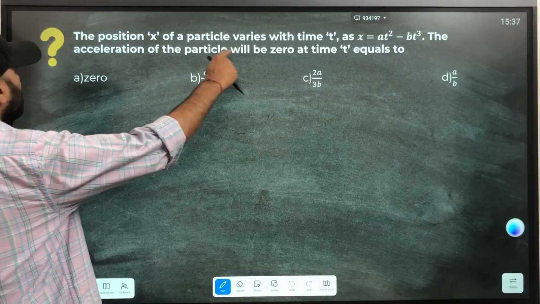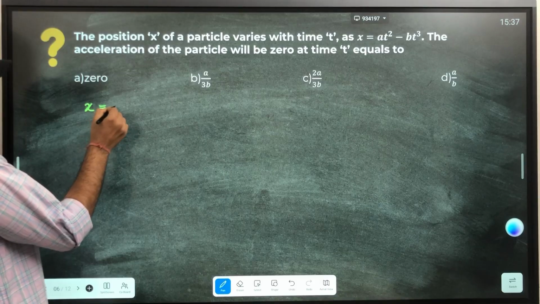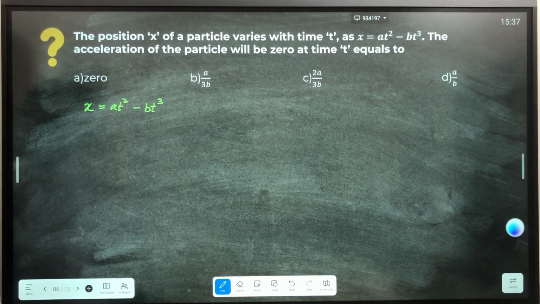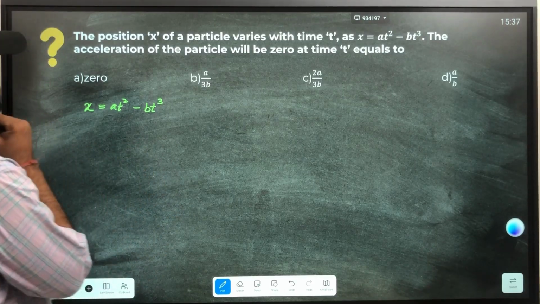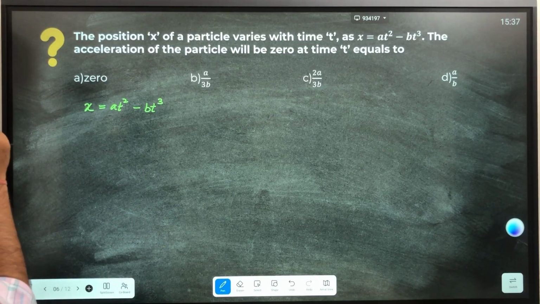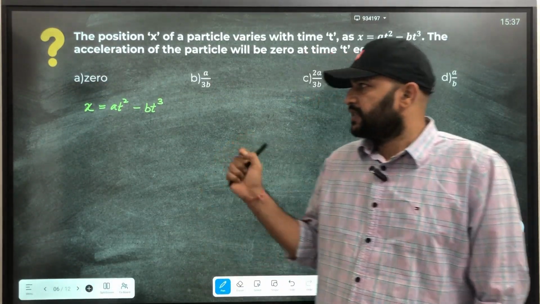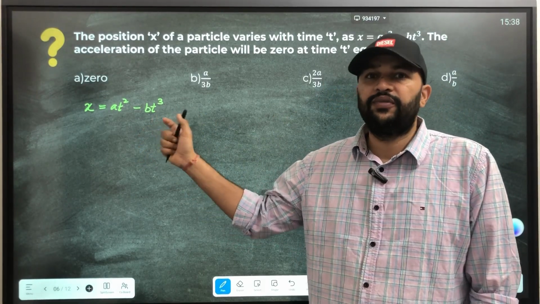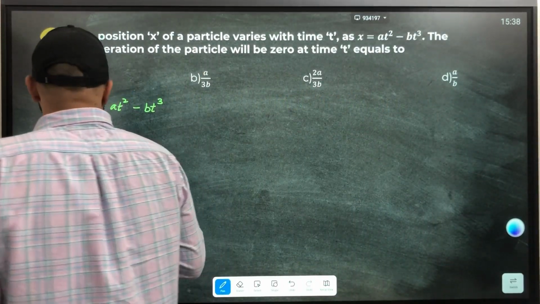The position x of a particle varies with time t as x is equal to at square minus bt cube, correct? The acceleration of the particle will be 0 at time t equals to... let me repeat the question. The acceleration of the particle will be 0 at time t equals to. Let's understand the concept here once again. The question is saying at what time the acceleration of the particle is 0, right? So first we have to find the acceleration of the particle. To figure out the acceleration of the particle, we have to differentiate this function twice, right?